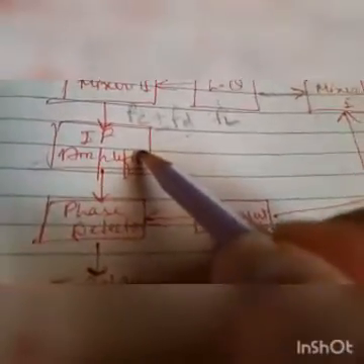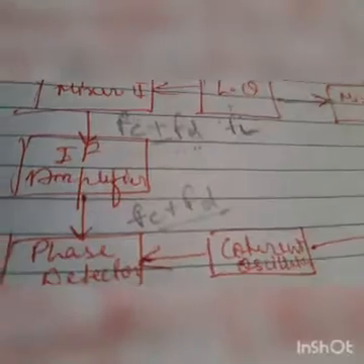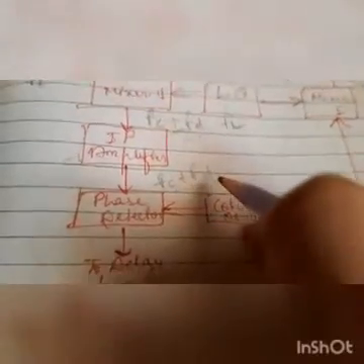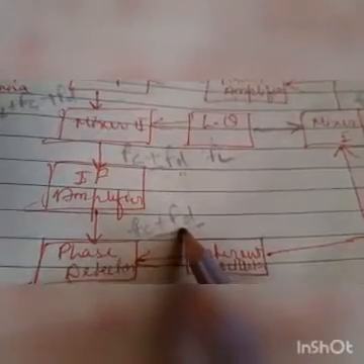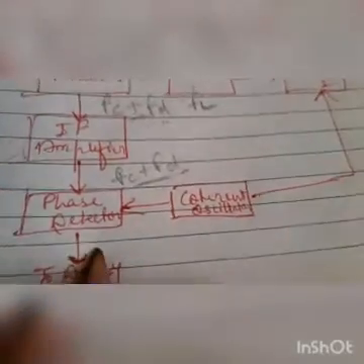After that, the working of the IF amplifier, the intermediate frequency amplifier. It amplifies the signal and gives FC plus FD, because it gives the upper sideband signal. After that, there is a phase detector, which is used to produce the output signal FD from the two signals FC plus FD and FC.